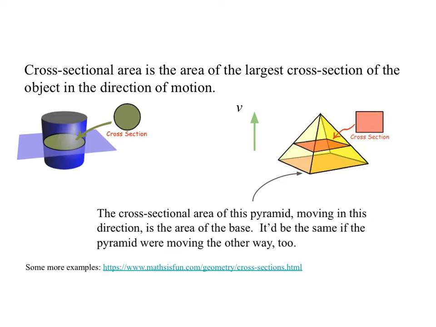So we see two examples here. We have a cylinder. I guess it should have been indicated. If the cylinder were moving this way, then the cross-section would be this circular area. Not the area of the sides of the cylinder, but the area of the cap in that case. And then if we have a pyramid, the area of the pyramid is a rectangle, and this would be the dominant area. This would be the area that would matter in our calculations.